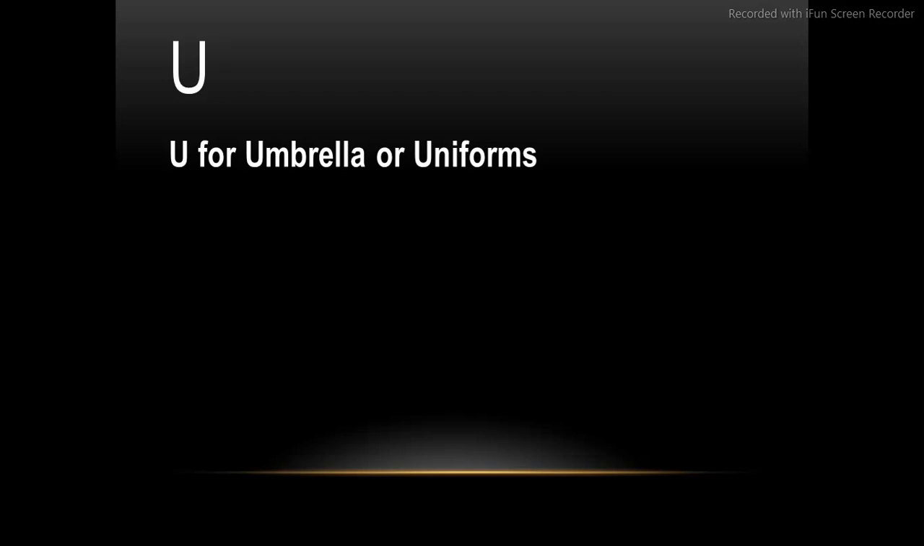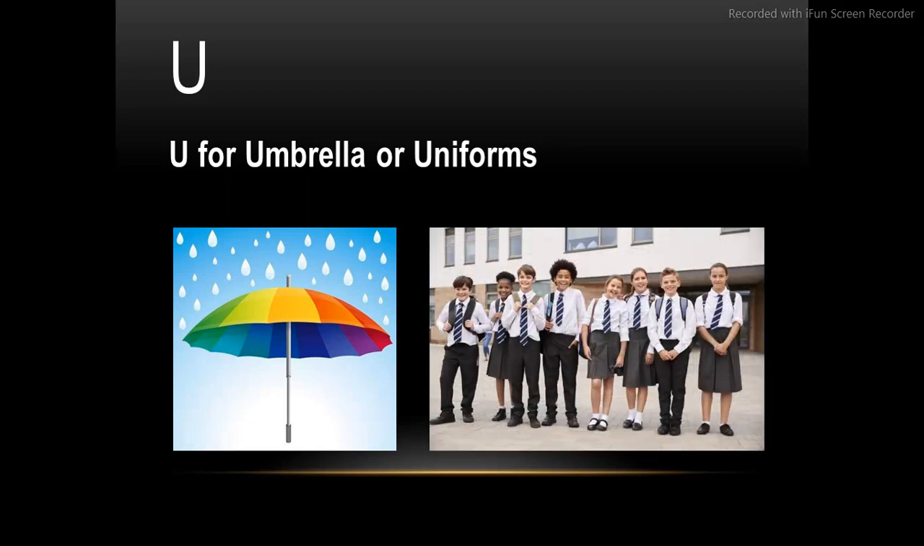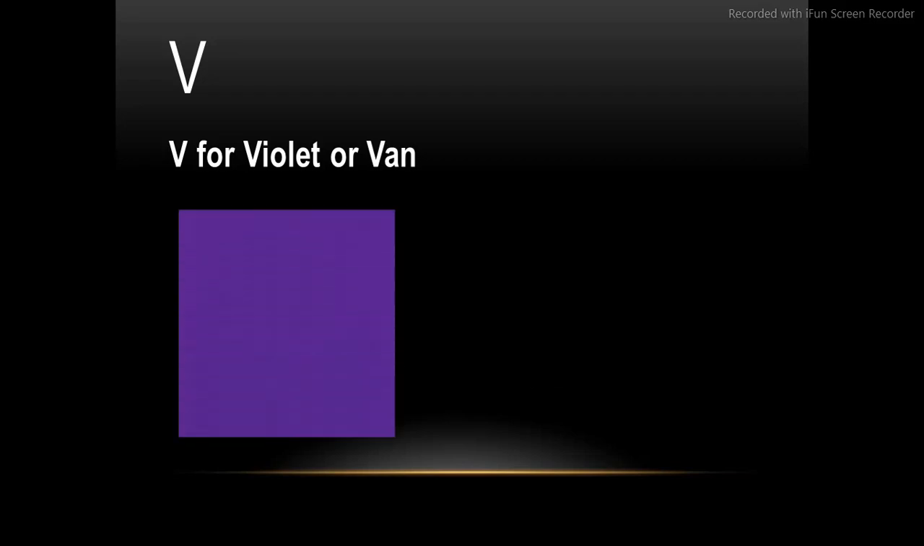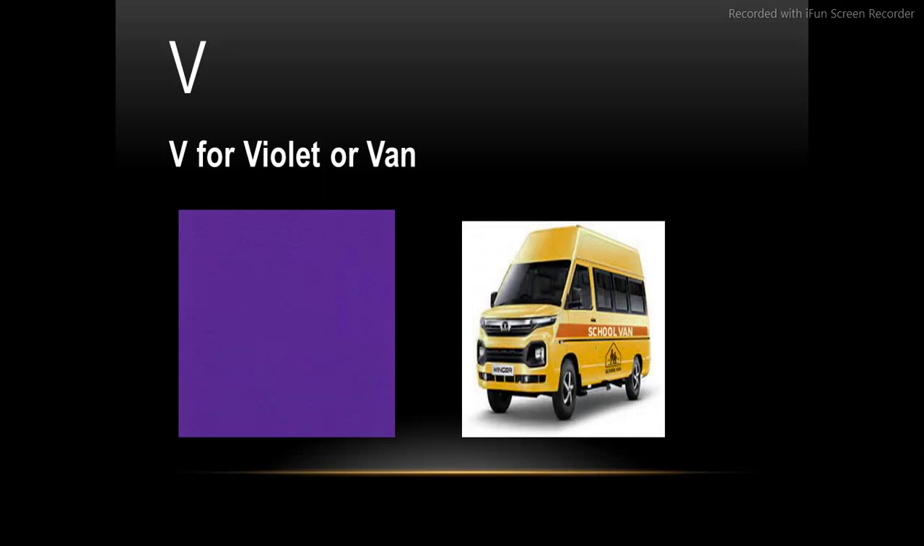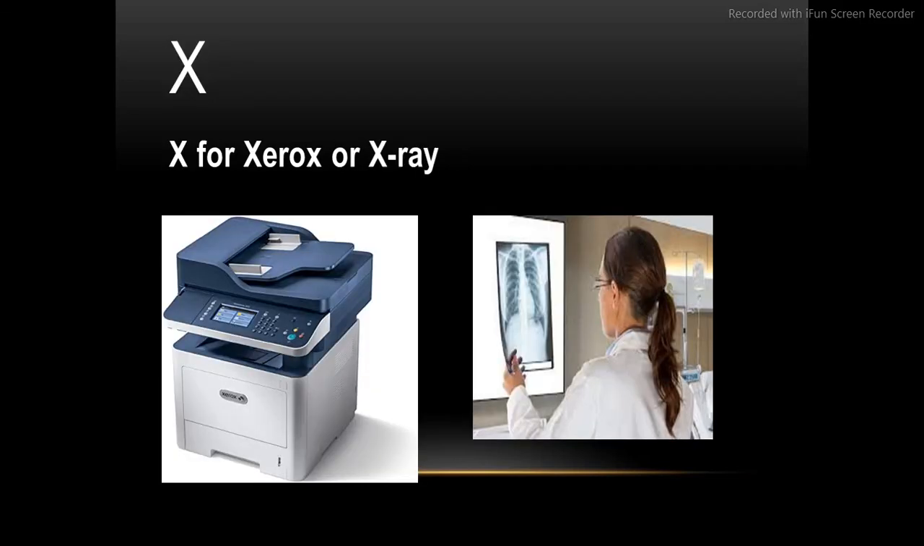U for umbrella or uniform. V for violet or van. W for wheel or white.